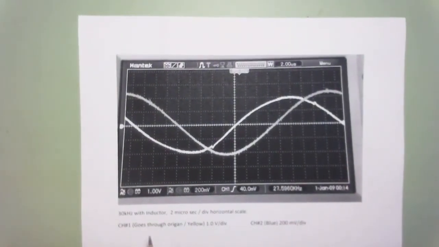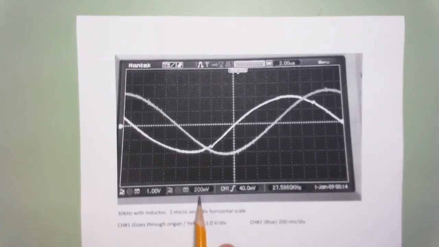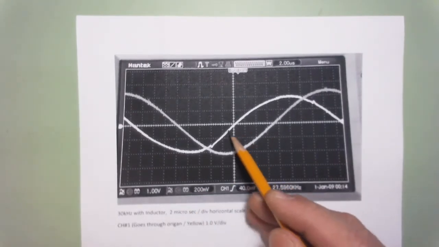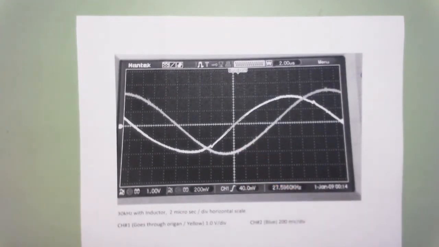And then finally, we have this one, which is 30 kilohertz with the inductor. 2 microseconds per division on the horizontal scale. And again, the channel 1 and channel 2 magnifications or scales are not the same. We have 1 volt per division for channel 1, 200 millivolts per division on channel 2. So this channel 1, we're told, goes through the origin. So this would be channel 1.